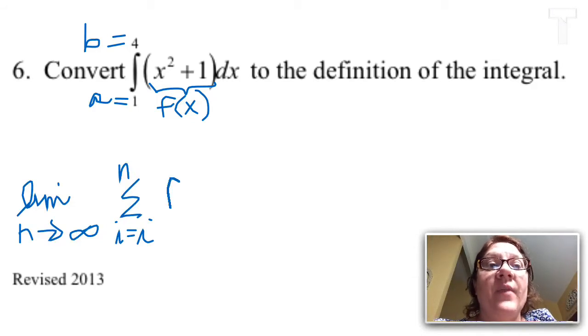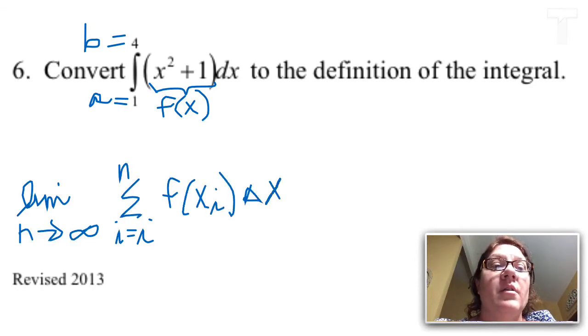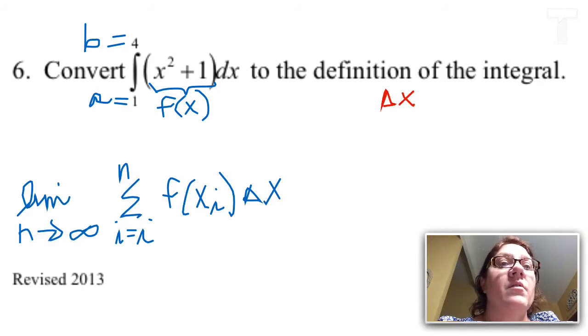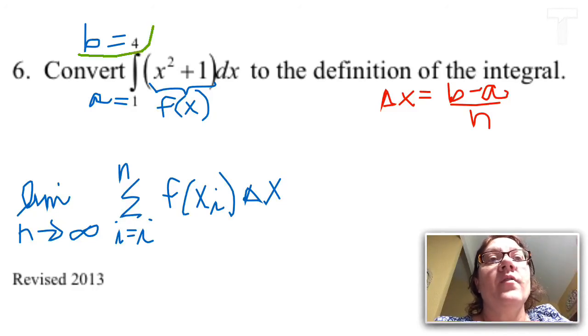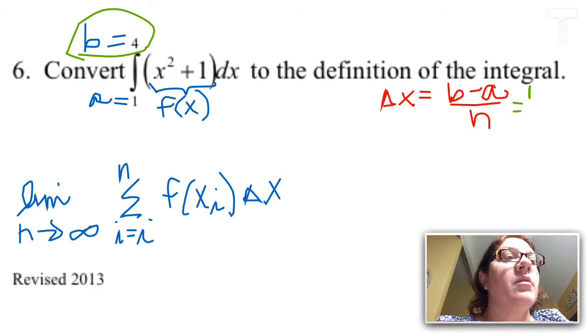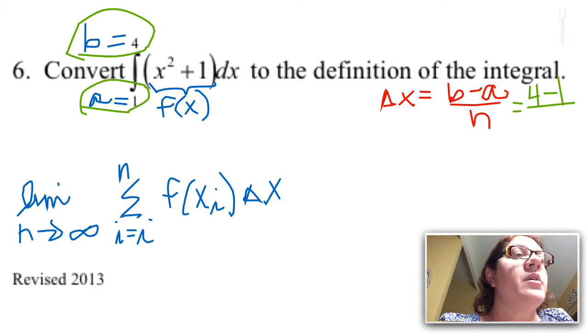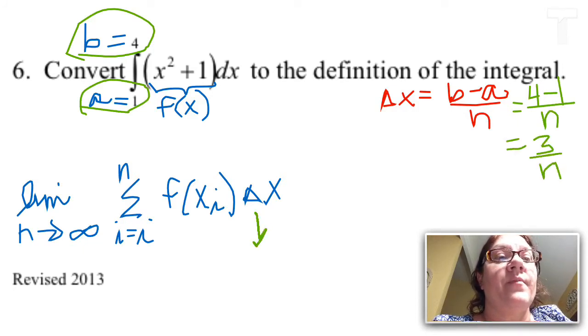Okay, so remember, I'm supposed to have f of x sub I and delta x. So now keep in mind that in order to find our delta x, we had to do b minus a over n. And since I know b is 4 and a is 1, I can just plug those in. So I get 3 over n. So I just found this part.